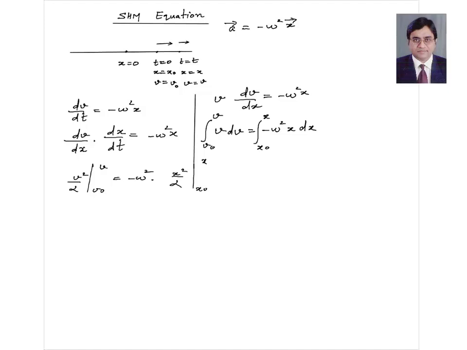I can cancel 2 on both sides and then I get this thing. I want v in terms of x. Okay. So v0 square. These constant things I can group. v0, omega, x0. So x square is the variable part.